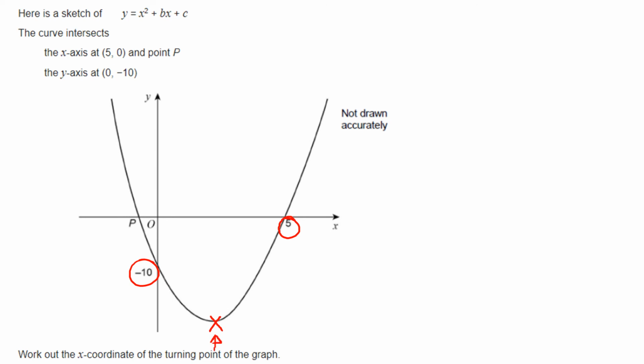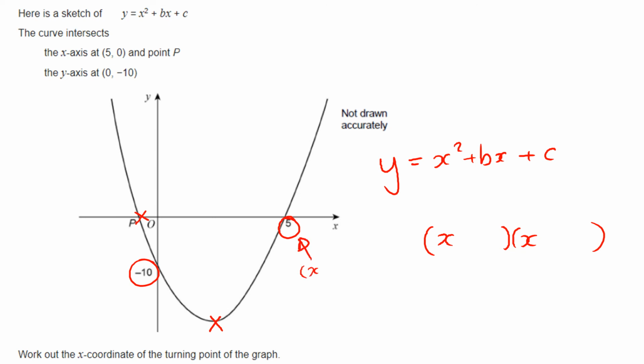Now, how are we going to do this? Feel free to pause at this stage and have a go, but I'm going to talk through it if you don't. Obviously we know the turning point is exactly halfway between P and 5, so we need to work out what P is. Our equation is y equals x squared plus bx plus c, and we know that it will factorize to something involving x. We know it goes through at 5, so one of the brackets must be x minus 5.